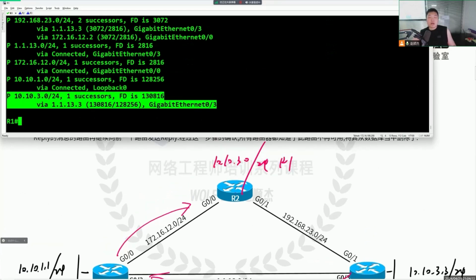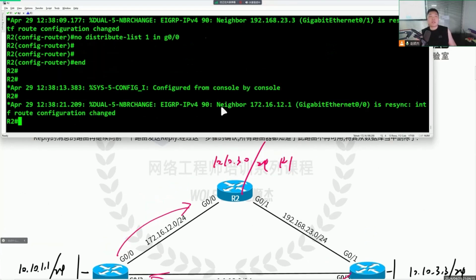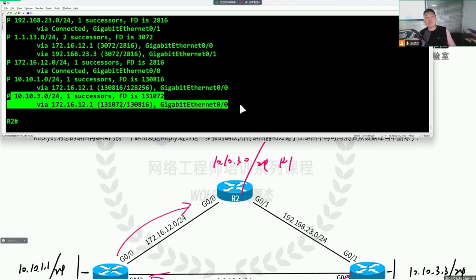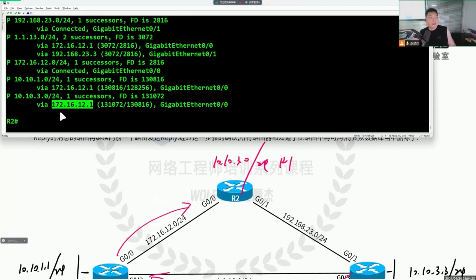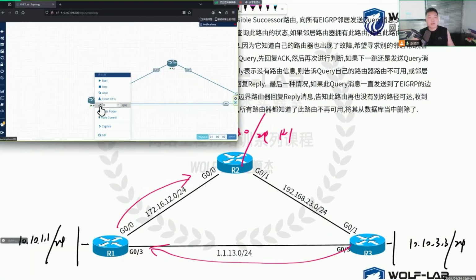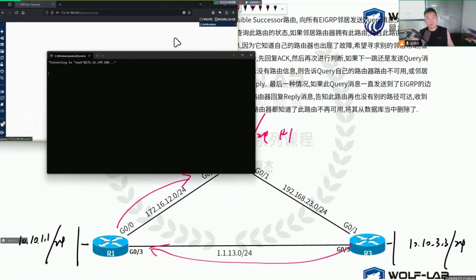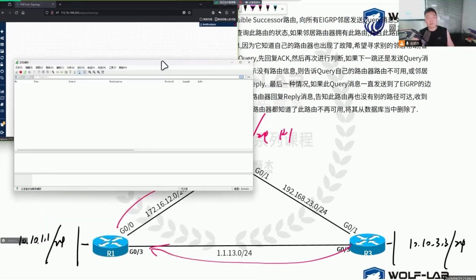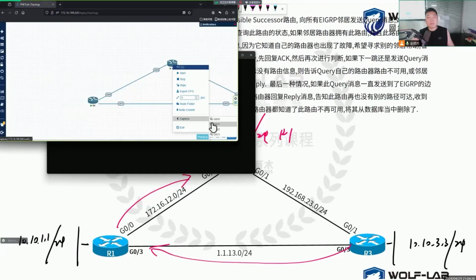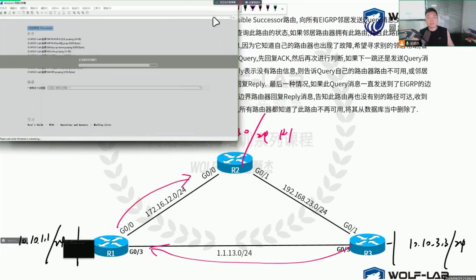All right, students, next we will capture packets. Let's look at our third query mechanism situation. First, capture packets from 0/0. Wait a moment. Capture packets from 0/1, then capture packets from 0/3. Here OK, 3 packets. Next, on R3, we will filter out 0/3. This one will be filtered out.